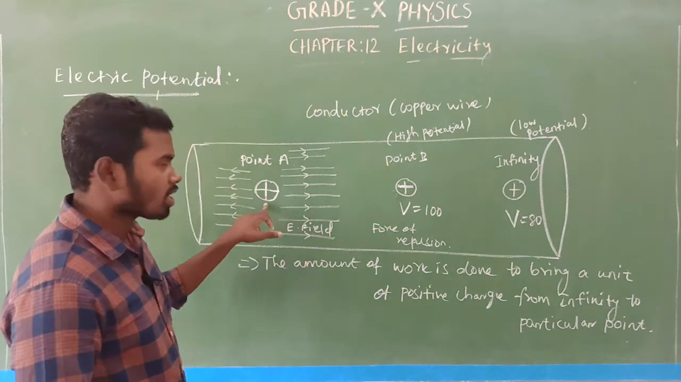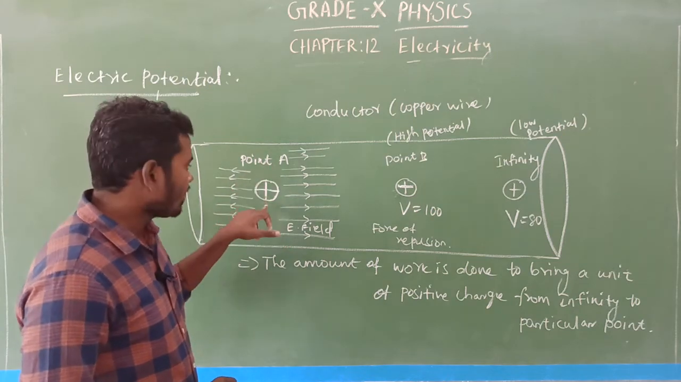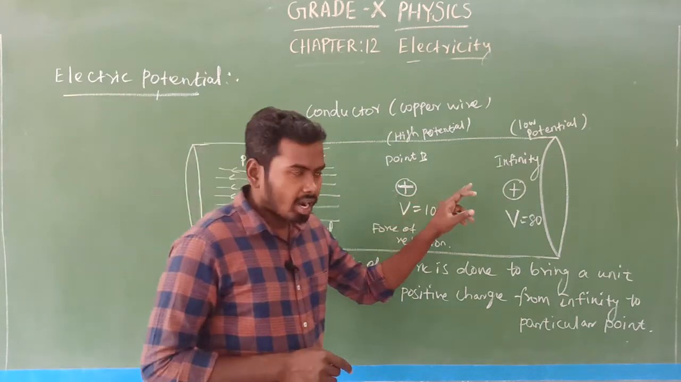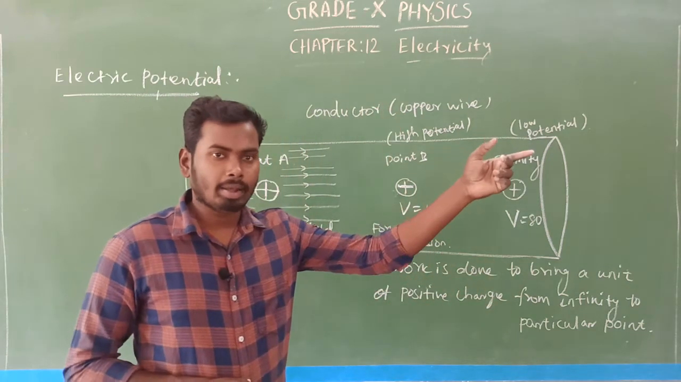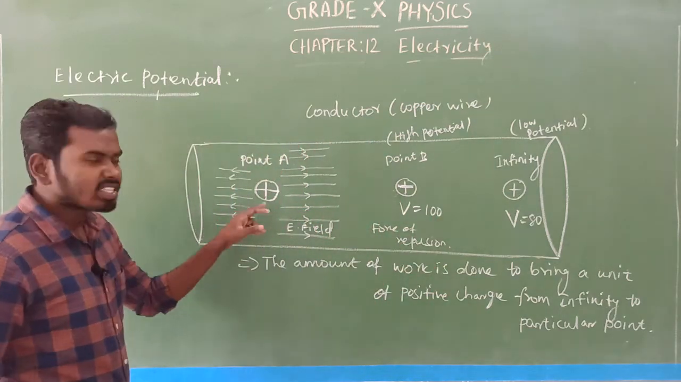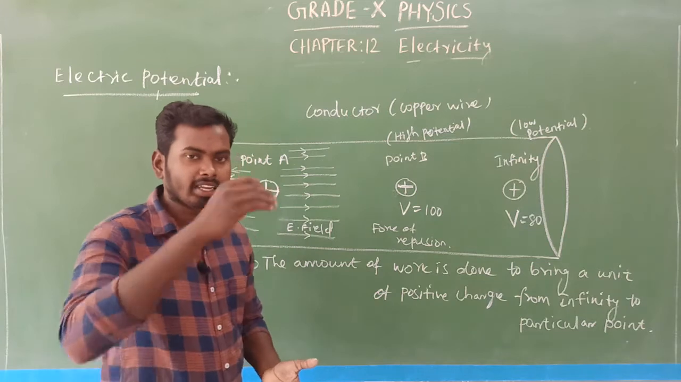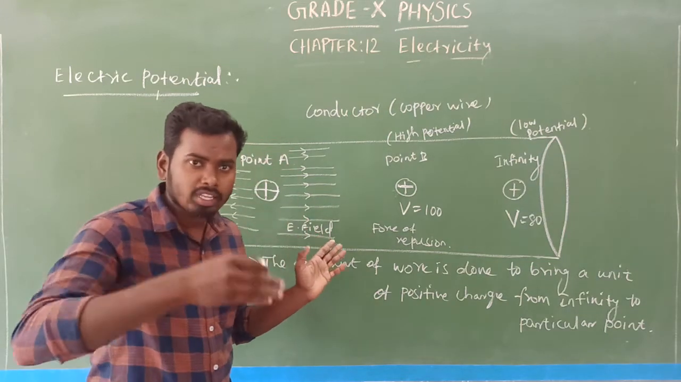Okay, so I have taken positive charge. Is it clear? Yes. So consider the positive charge placed at point A in conductor. Consider another same positive charge placed at infinity. Where? At infinity. Is it clear? Yes. So whenever charge is there, it creates electric field around it. That is electric charge. So it creates electric field.